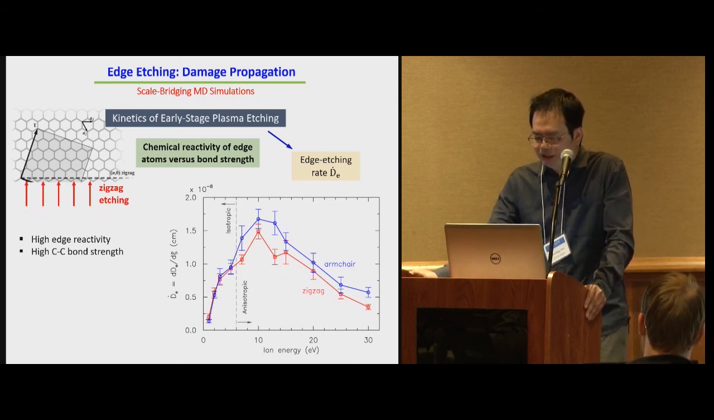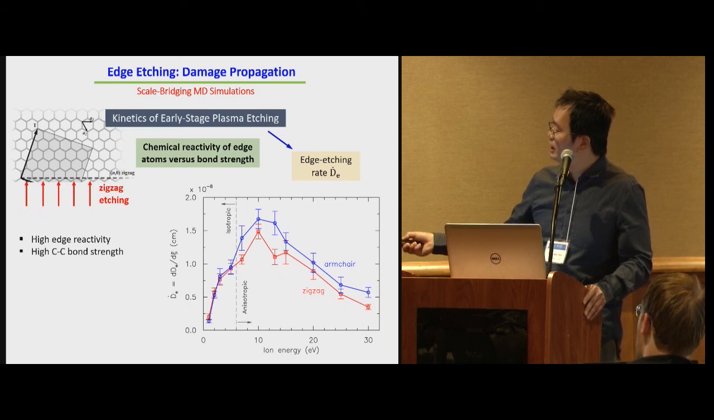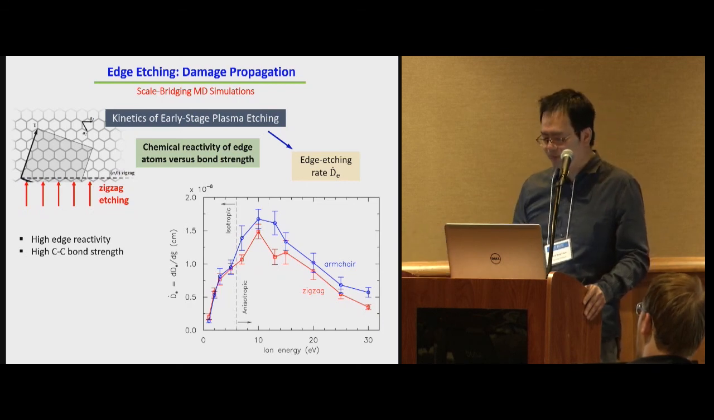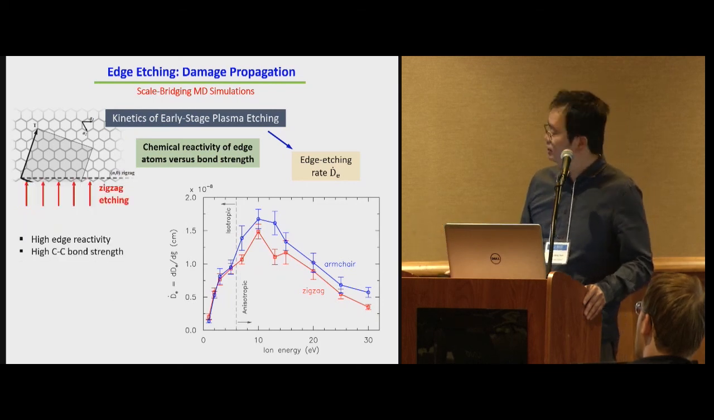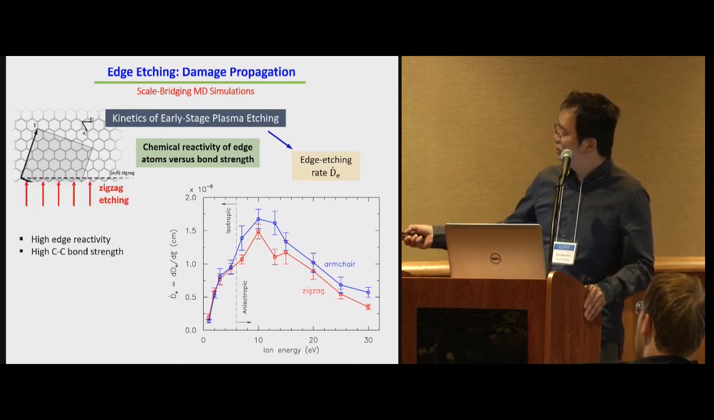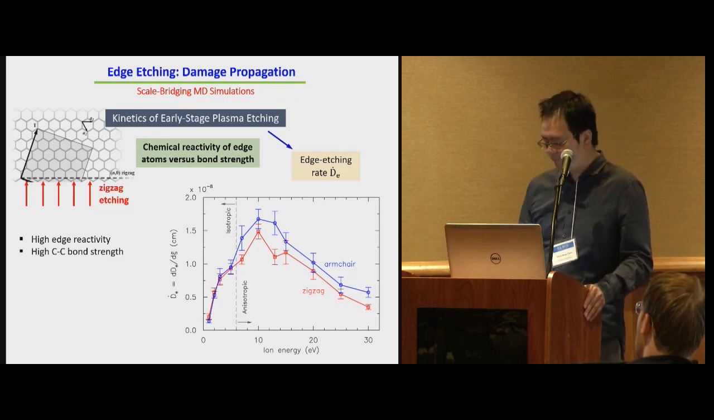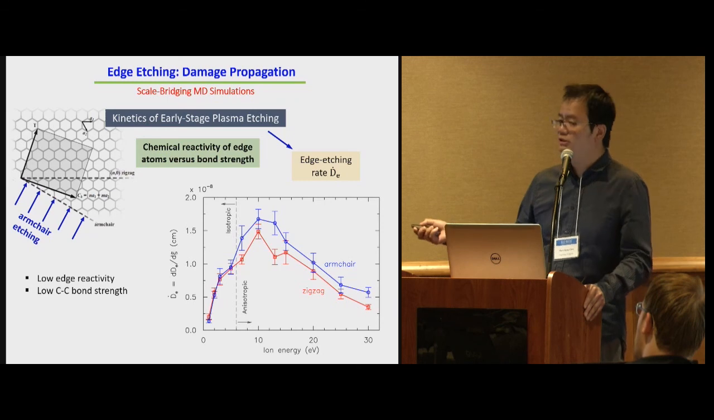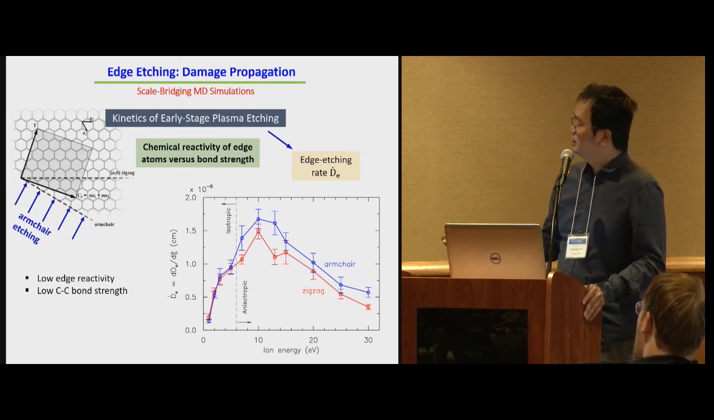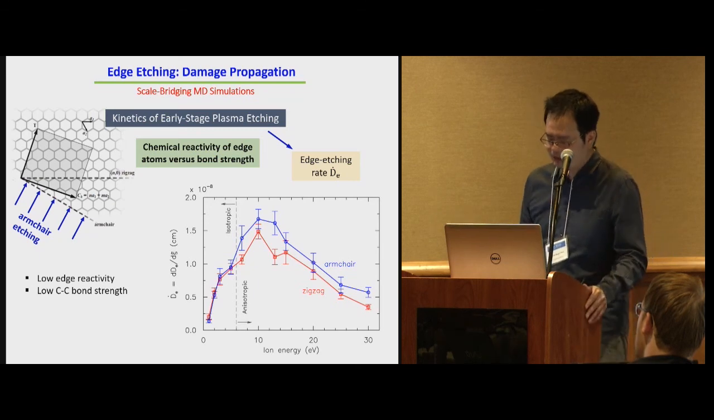Now, when we talk about etching, we have to consider two things. One is, are we talking about etching along the zigzag direction, or are we talking about etching along the armchair direction? Now, both of these are a little bit different. When we talk about the zigzag direction, you have high etch reactivity, but you also have high carbon-carbon bond strength. If you look at the armchair etching, you get low etch reactivity because armchair happens to be more stable, but you also have low carbon-carbon bond strength. So these are two competing mechanisms there.